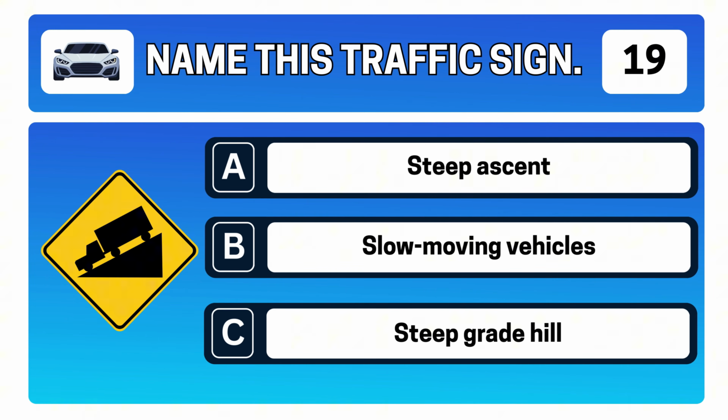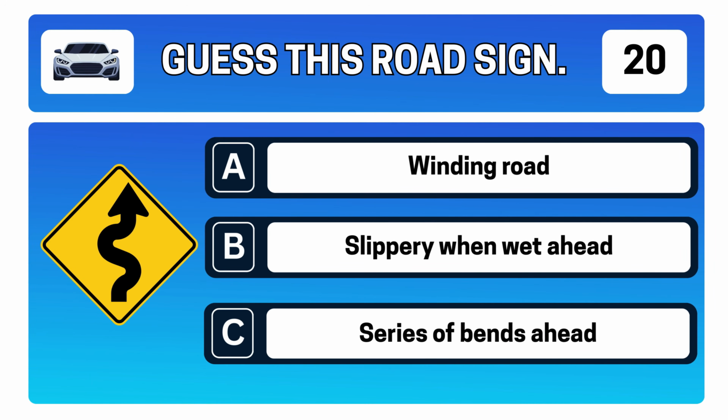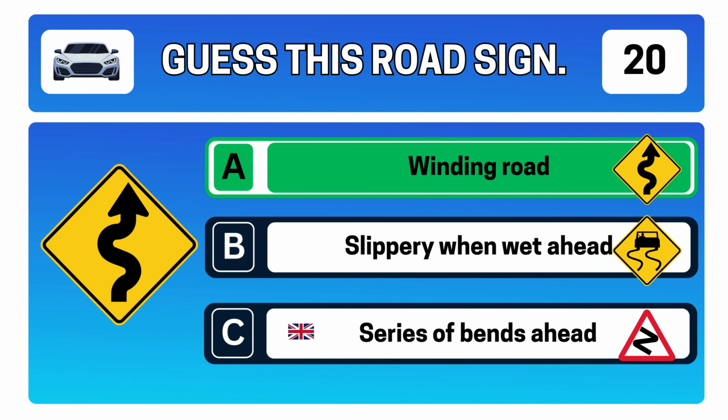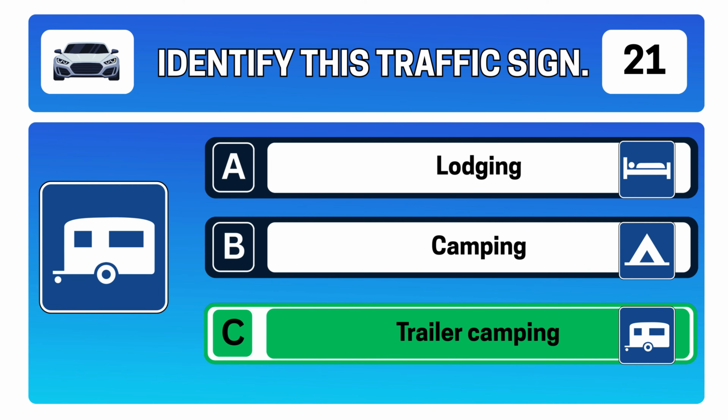Name this traffic sign. Nicely done. This is the steep grade hill sign. Guess this road sign. Good observation. This is the winding road sign. Identify this traffic sign. Perfect. This is the trailer camping sign.